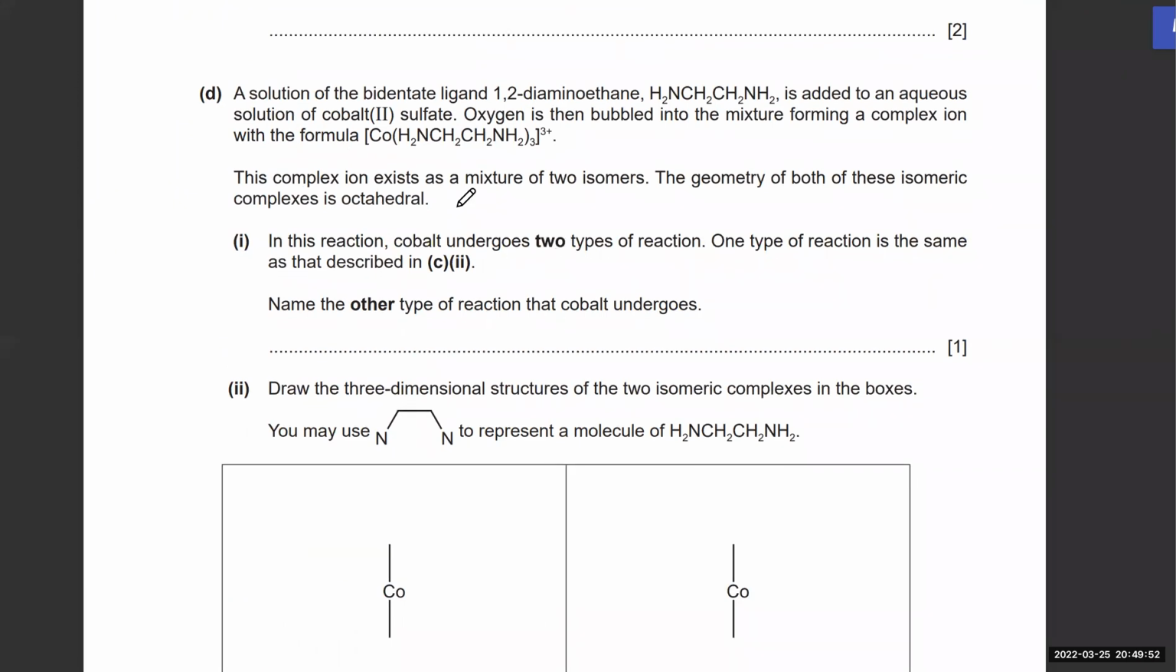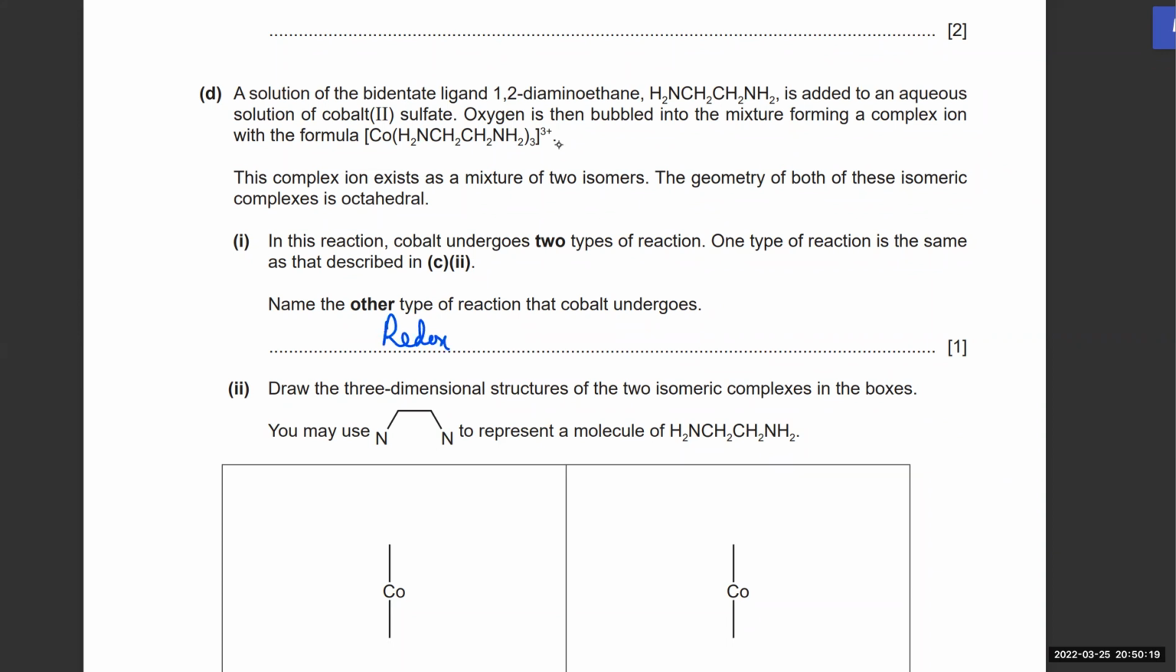In this reaction, a solution of a bidentate ligand is added to an aqueous solution of cobalt(II) sulfate. Oxygen is then bubbled into the mixture, forming a complex ion. So what is happening is cobalt undergoes two types of reaction. One type of reaction is the same as is described. Name the other type. That is oxidation or redox.